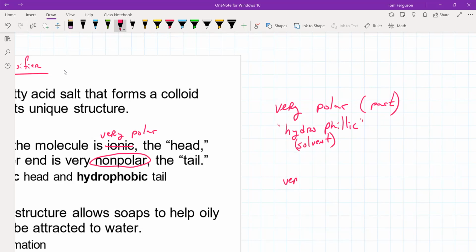And then we need a very non-polar part. And that would be, again, hydrophobic as it relates to solvent. Okay, two parts, a very polar part, a very non-polar part. One's going to fear water, one's going to love water. But it doesn't have to be water. It could be a polar solvent. Let's write polar here.